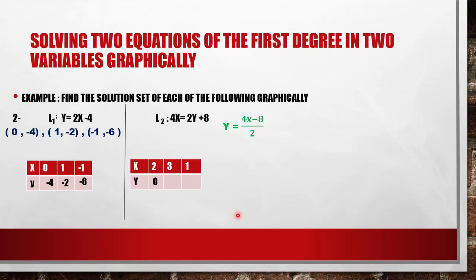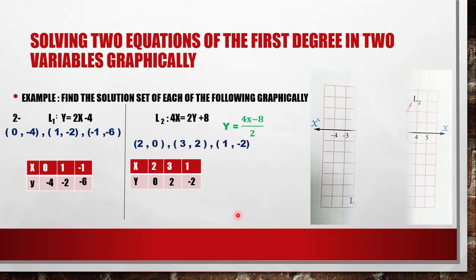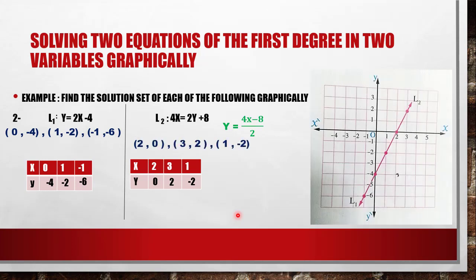In the same way, we get 3 points. Then we will draw the two straight lines. In this case, the two straight lines are coincident, so we have an infinite number of solutions. How can we write the solution set? Of course, in this case, we can't use the listing method to write the solution set because we have an infinite number of solutions. So we will use the description method.